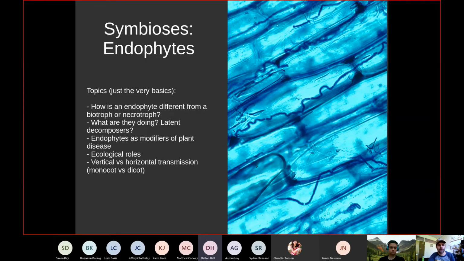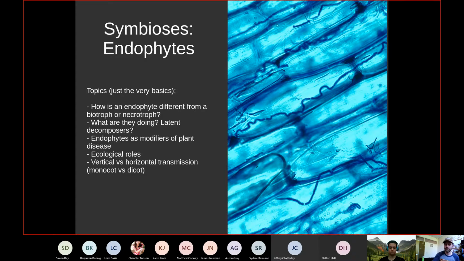So endo would mean inside. So it's a fungus that lives in its host. Doesn't it live outside of like a plant? It's inside of a plant. Inside of a plant. Yeah. Phyte for plant, endo for inside. Now, rust fungus lives inside of a plant, but we don't call it an endophyte because it causes disease. Endophytes, as they're defined, live inside of plants, but do not cause any disease.